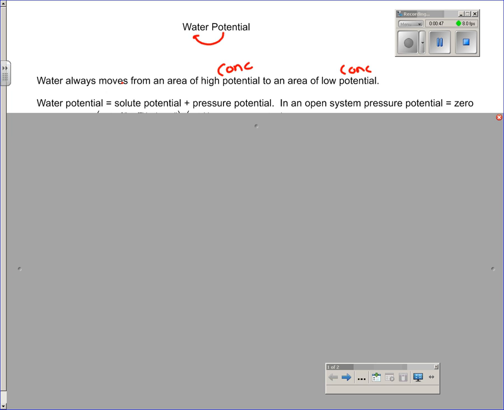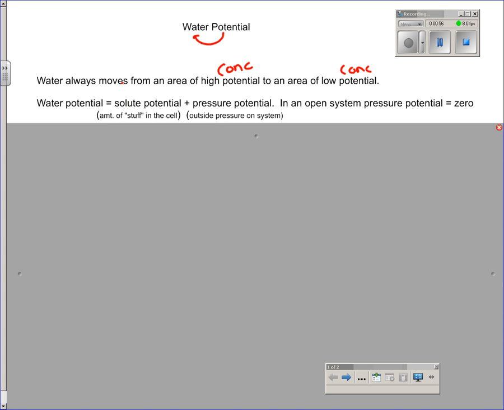First thing you need to understand is that water potential is actually equal to solute potential plus pressure potential. Solute potential is the amount of stuff in the cell or whatever we're talking about, usually in a cell or in a plant. We talk about water potential, we talk about water movement in plants and in and out of cells. Pressure potential is the outside pressure on the system.